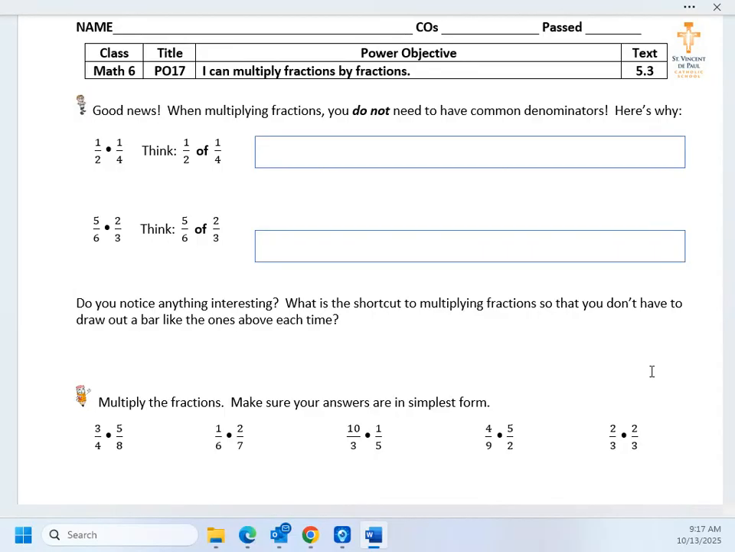So, good news is when multiplying fractions, we don't need common denominators. That's just the adding and subtracting. When we multiply and divide fractions, we don't need common denominators anymore. Just add and subtract, we need that. So, why is that? Well, let's look at this.